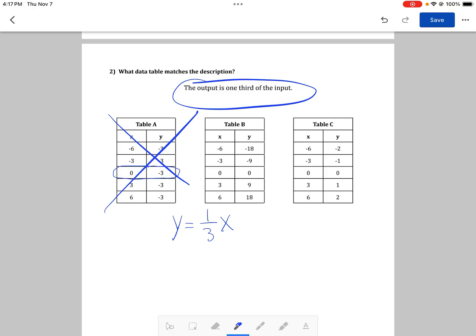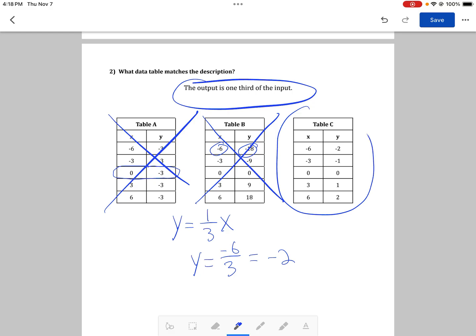So let's go ahead and look at table B. If I plug in my x value here, -6, y equals -6 divided by 3, I end up getting -2. Well, then I know that table B can't be it, because when I plug in -6, I should get -2. Instead, I get -18. So that could not possibly work. So I know my answer for number 2 has to be data table C.